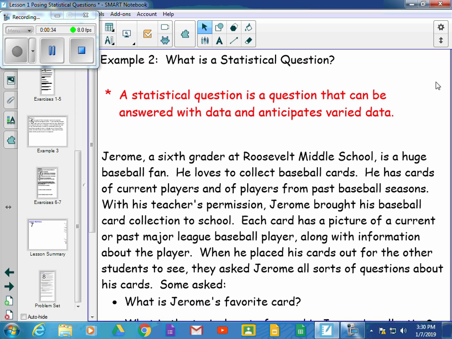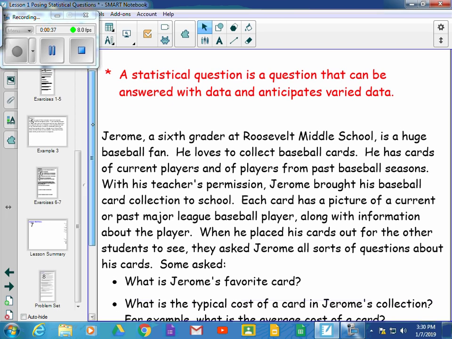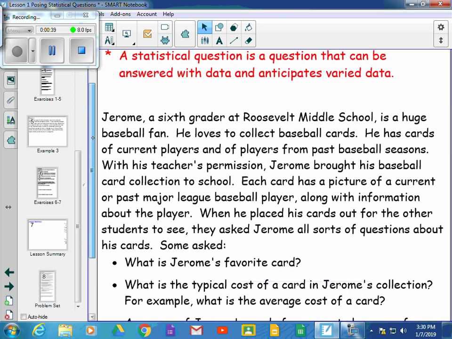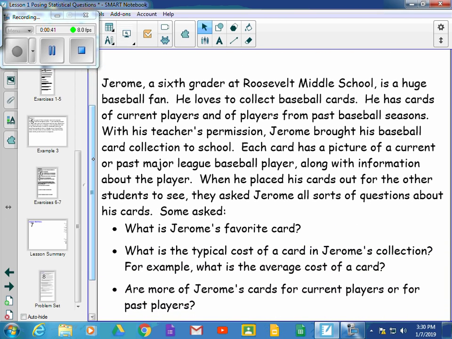So let's go on to example 2 in dealing with a statistical question. Jerome, a 6th grader at Roosevelt Middle School, is a huge baseball fan. He loves to collect baseball cards. He has cards of current players and of players from past baseball seasons. With his teacher's permission, Jerome brought his baseball card collection to school. Each card has a picture of a current or past Major League Baseball player, along with information about the player.